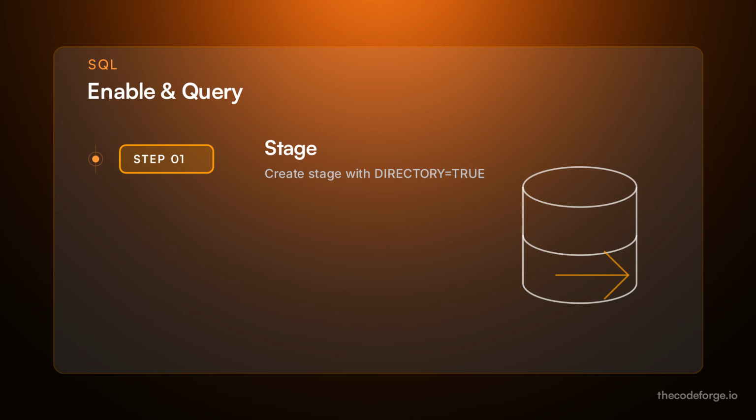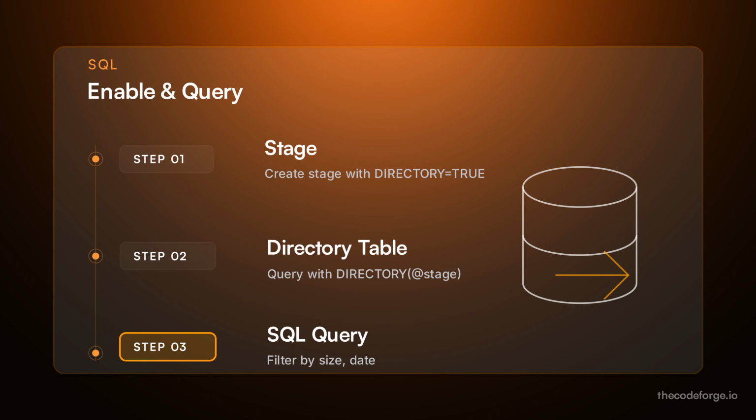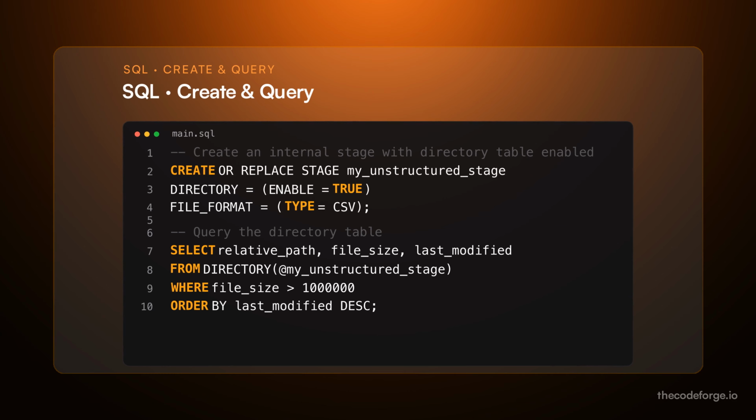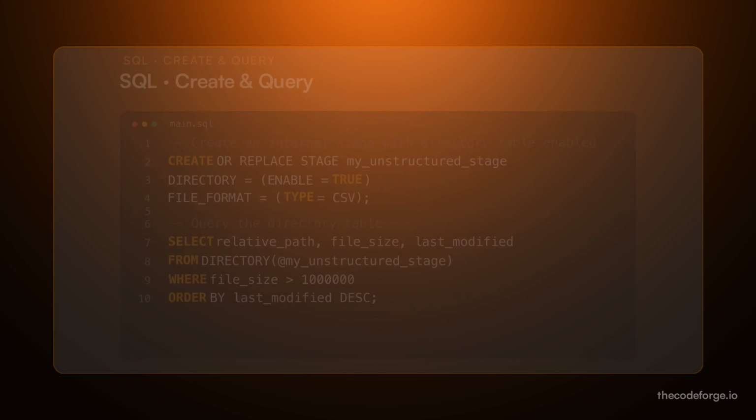Let's create an internal stage with directory table enabled, then query it and filter by size and date to find large files ordered by last modified. The first block creates a stage with directory table enabled. The second queries files larger than 1 MB, sorted by last modified.